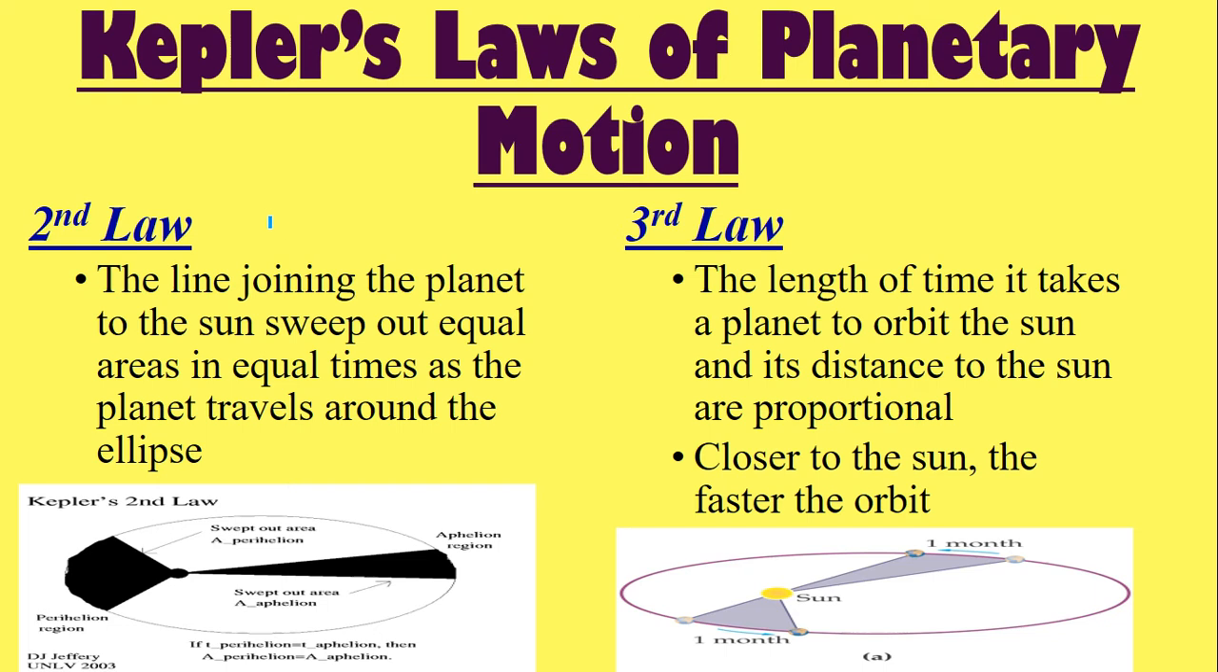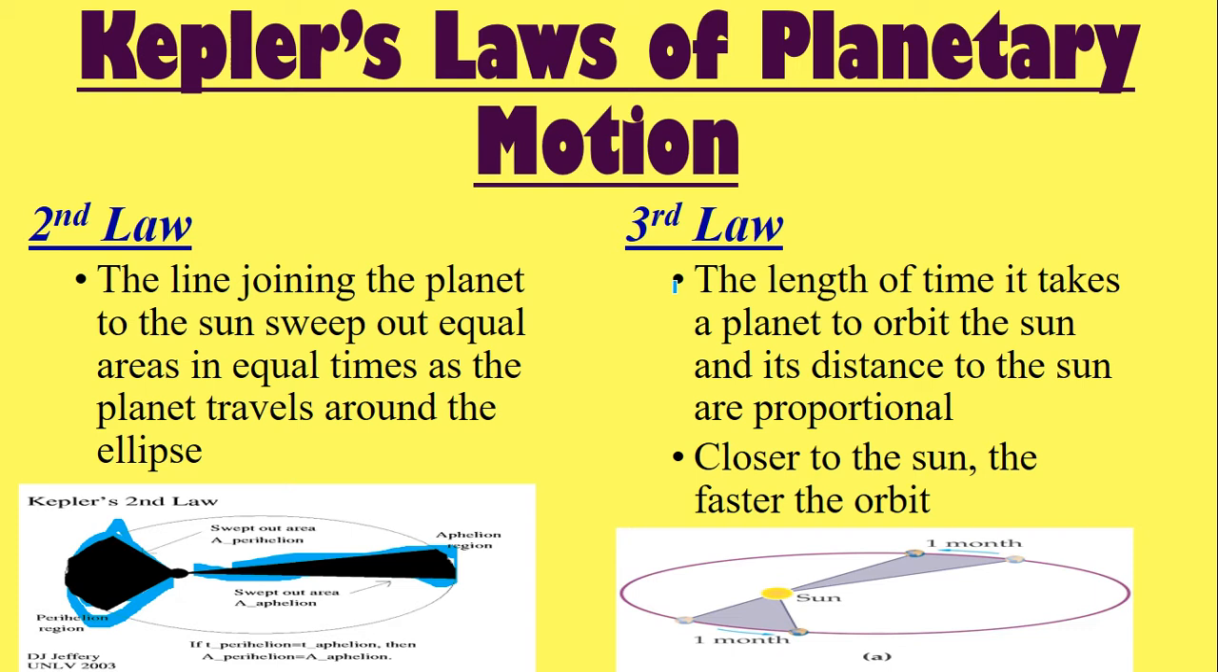Then he had two other laws. Law 2 says a line joining the planets from the sun sweeps out over equal areas in equal times as the planet revolves around the ellipse. All right, think about our calendar. We have 12 months, and almost every month is the same amount. We can separate our orbit into those months, and each month represents the same area if you do the math. So this area here in the black has the same amount of time as this area here.